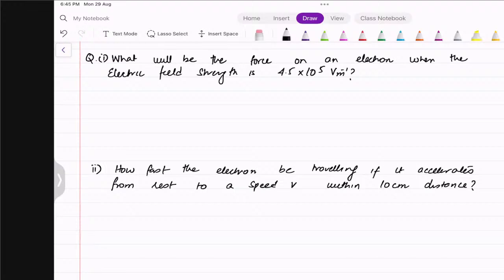All right, now the next question it says is, what would be the potential difference at 10 centimeter, assuming that it travels in a uniform field. Is it clear, everybody?